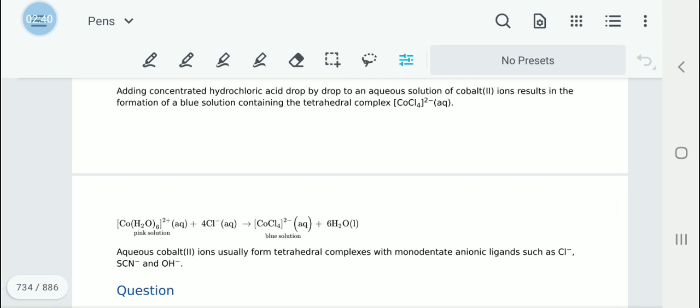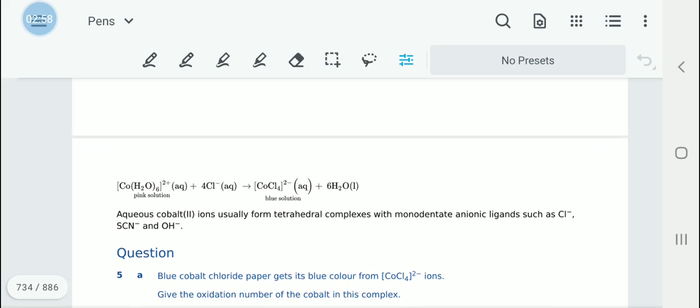So aqueous cobalt 2 ions will usually form tetrahedral complexes with monodentate anionic ligands such as Cl-, SCN-, or OH-. That means it would join up with 4 of these anions. That is something that you must understand.